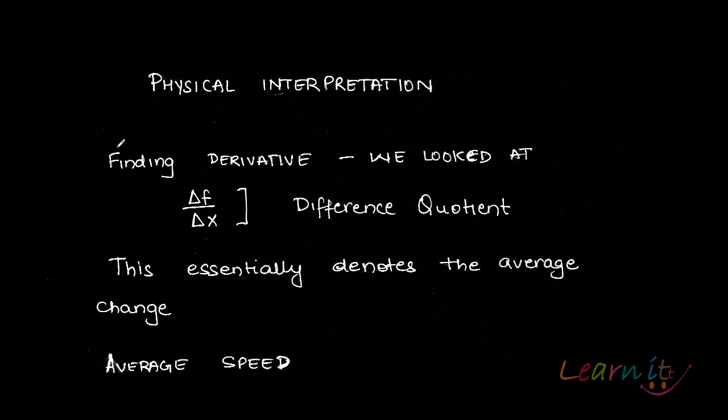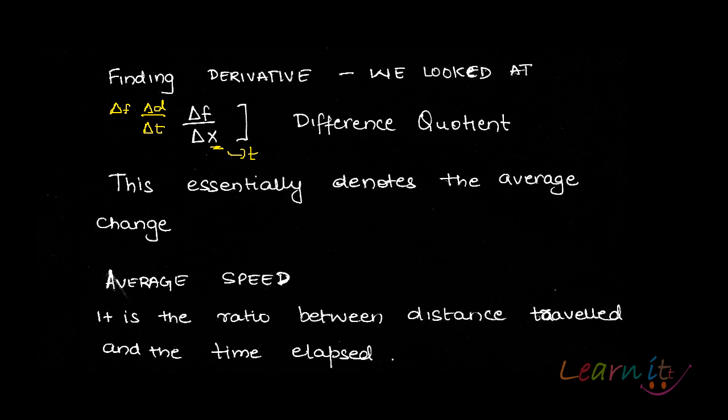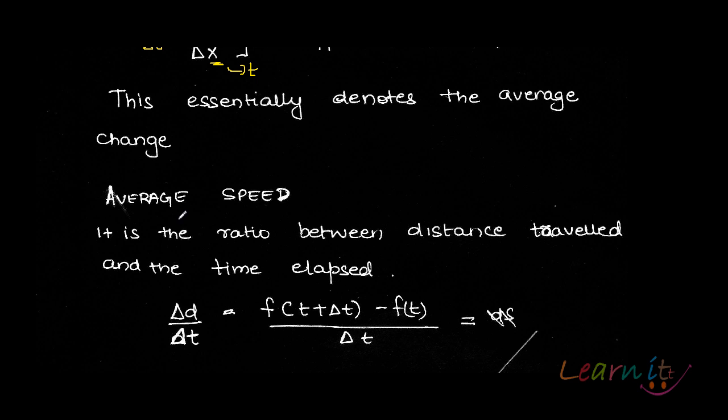So essentially, when we're finding the derivative, what are we looking at? We are looking at change in f upon change in x, which is my difference quotient, right? Now this essentially is an average change. The moment I interpret my change in f as change in distance, and let x be t, time, so change in time, this will give me the average speed. And the meaning of average is more clear to us with the example of speed.